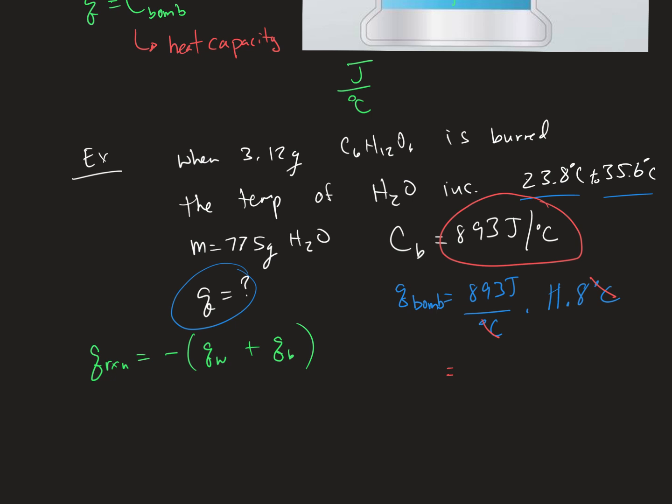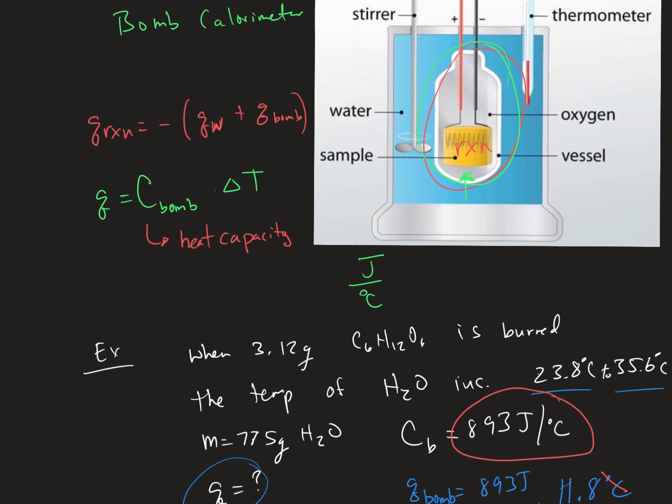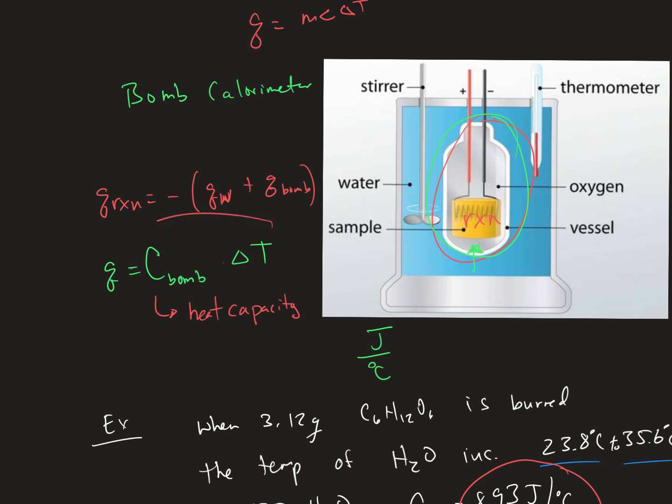But I mean, to find Q bomb, wouldn't it be mass times C times? No. Because Q bomb is equal to the heat capacity times the change in temperature. Because heat capacity is joules per degree Celsius times the change in temperature, which is degrees Celsius, and we just get joules. Good?